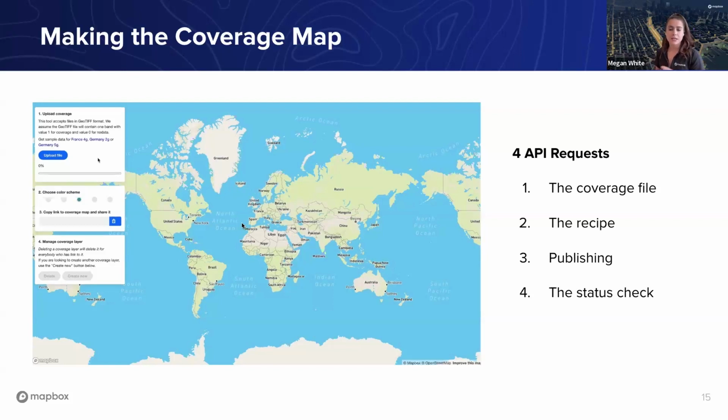And the third one will tell our pipeline to start publishing or processing the tile set according to the uploaded source data and recipe. And then the last API call can be used to check the status of the processing job periodically and let you know where it's at. And with that, we can go to the demo. If you could press the next slide.